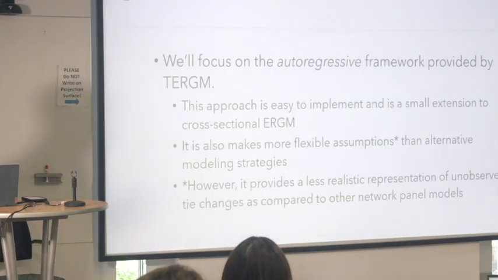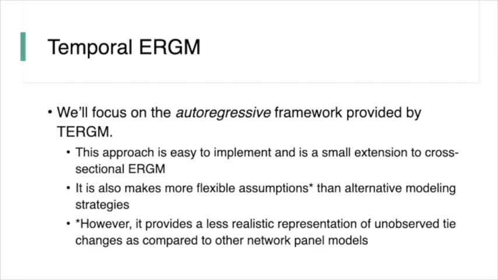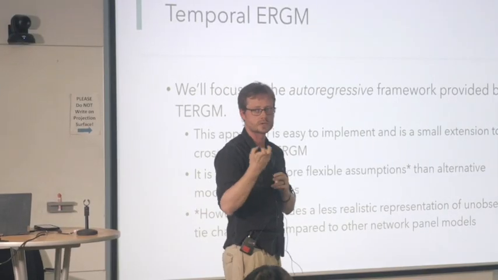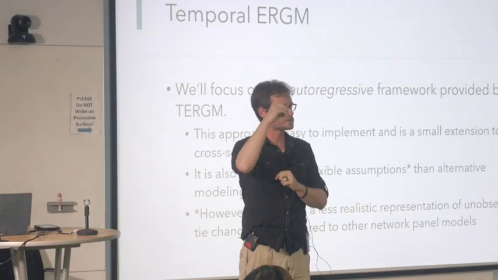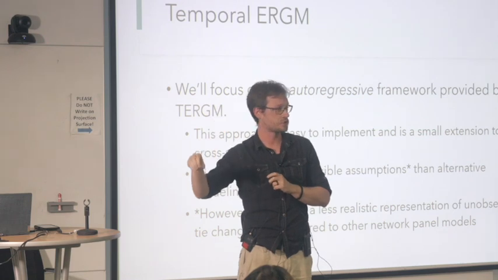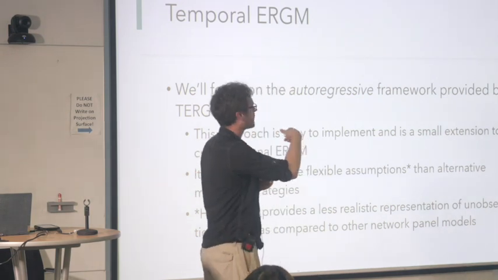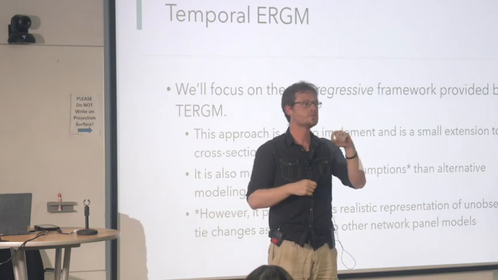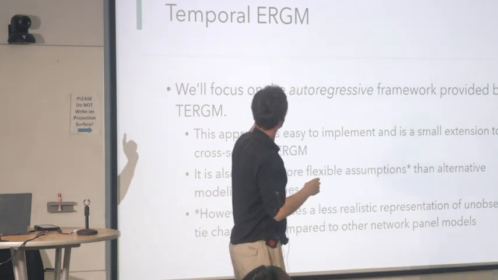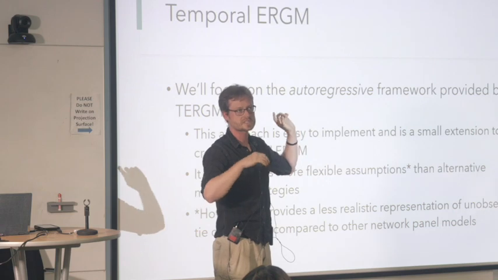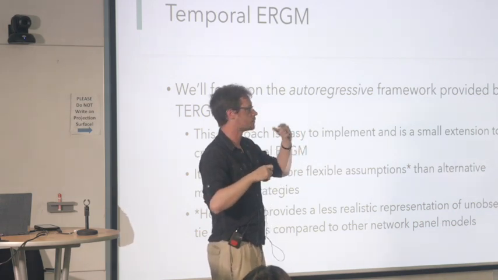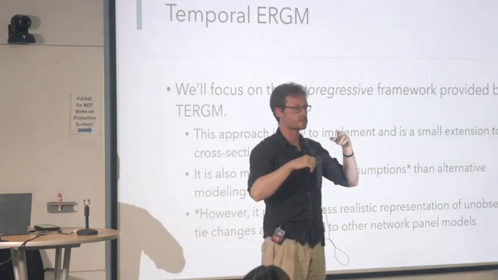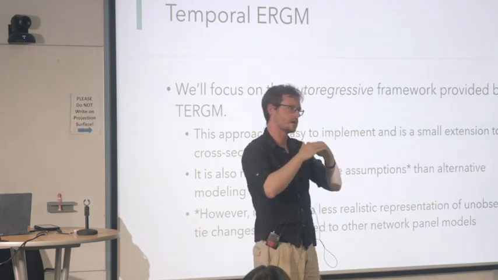So we'll be focusing today on TERGM, and the heart of TERGM is an autoregressive framework. This approach is easy to implement and is actually a relatively small extension of cross-sectional ERGM. So we'll start today with a quick review of cross-sectional ERGM, hopefully anchoring it in a very familiar model, which is logistic regression, before introducing additional complexities and then moving on to extensions. We'll start with the earliest, simplest form of TERGM, and then we'll move to separable TERGM, and also what I call between-within TERGM, which allows you to account for stability and change at the same time.